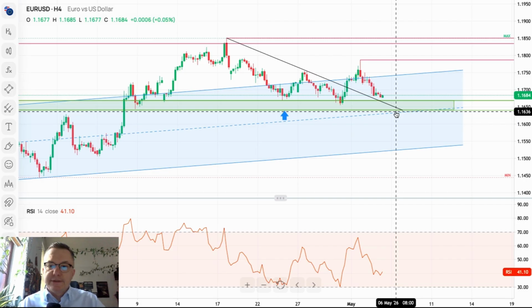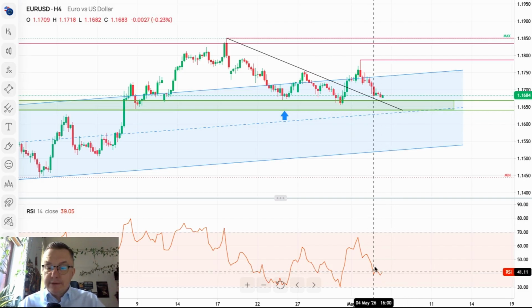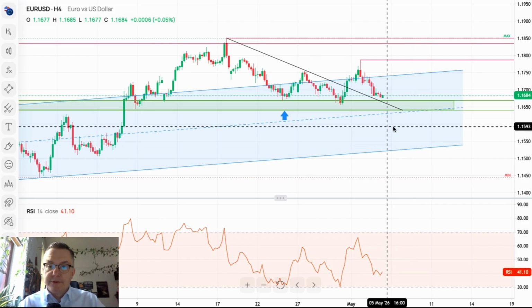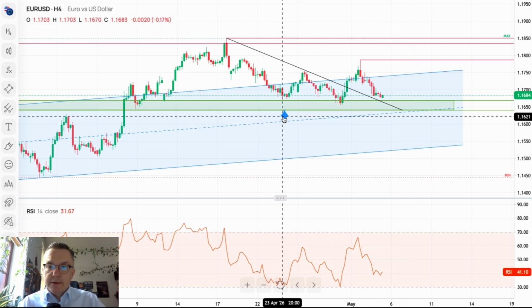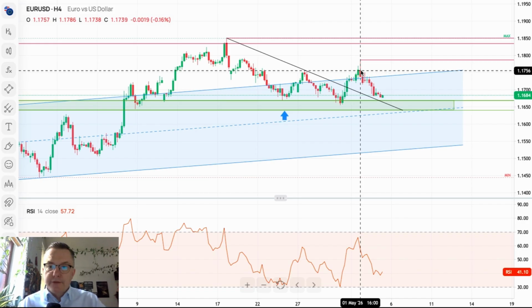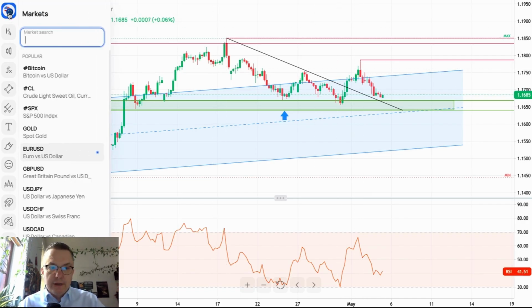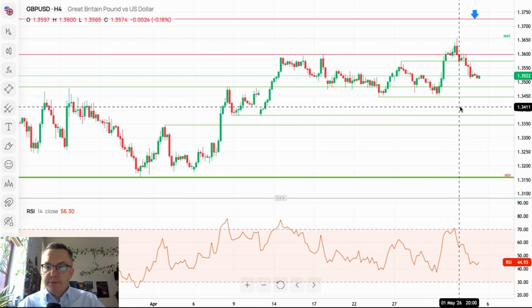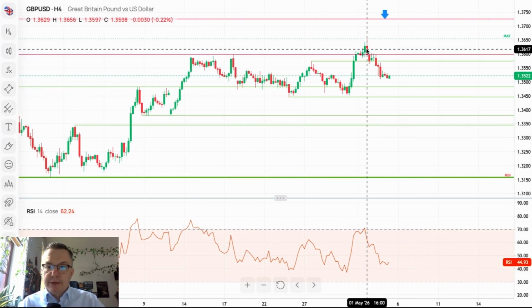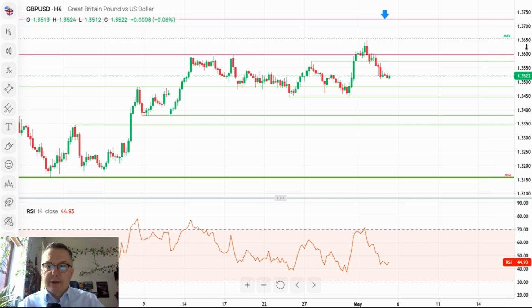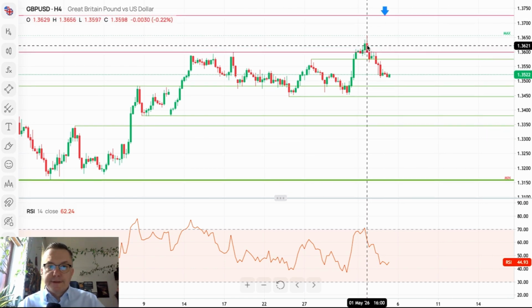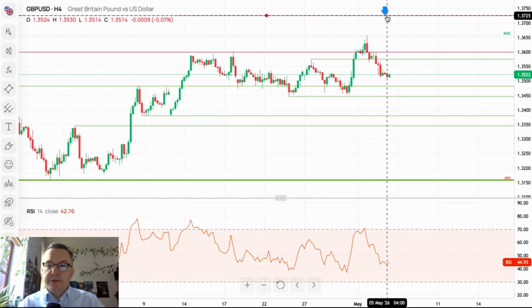If we break below this demand line, especially because there is negative momentum here on the RSI, only 41 points. So the market is under bearish control after the failure to move above the swing high at 1.1850. So Euro Dollar under pressure, British Pound under pressure. We got the movement to the upside towards 1.3556, next target 1.3725 has not been hit.